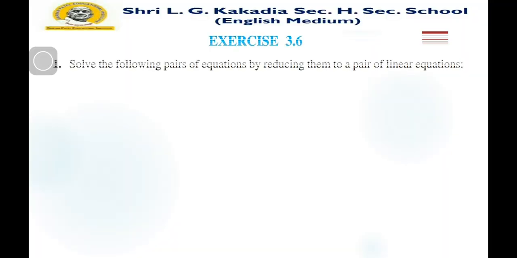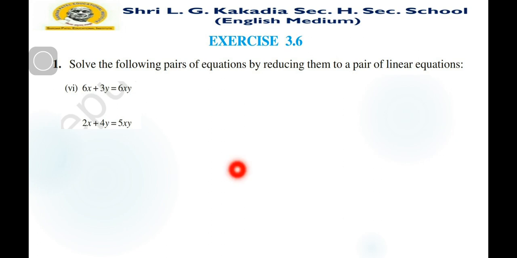Here, given in exercise number 3.6, solve the following pair of equations by reducing them to a pair of linear equations. Means we are going to use the reducing method. So, for the given equations, you can find 6x plus 3y is equal to 6xy and 2x plus 4y is equal to 5xy. Here you can see that the given equations are not in a linear form. So first we have to convert them into a linear form.